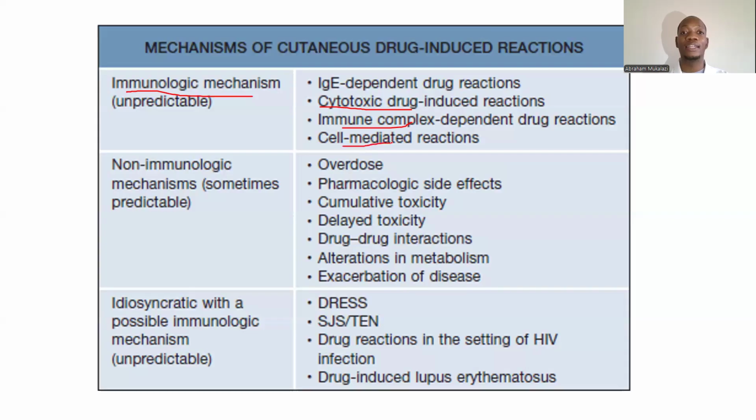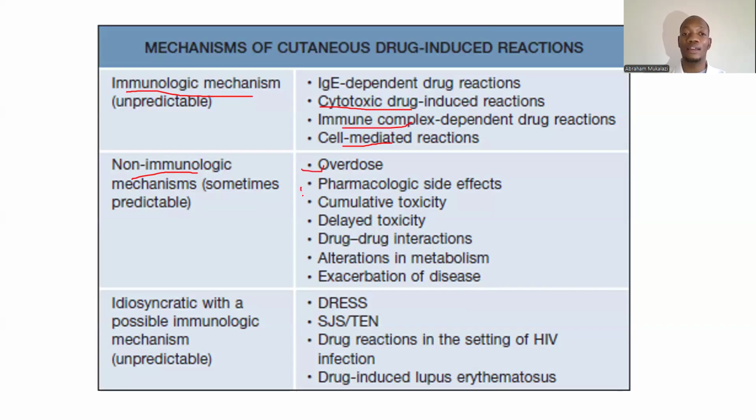We can also have the cell-mediated reaction or the delayed type hypersensitivity reactions, which are usually triggered by or mediated by the T lymphocytes. Then we have what we call the non-immunological mechanisms, and sometimes these ones are predictable. So, for example, if someone takes an overdose of paracetamol, we expect acute liver injury. So that would be an adverse drug event, but in this case, it is non-immunological. It is due to maybe misuse of the drug.